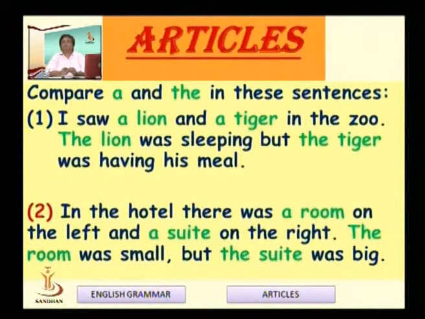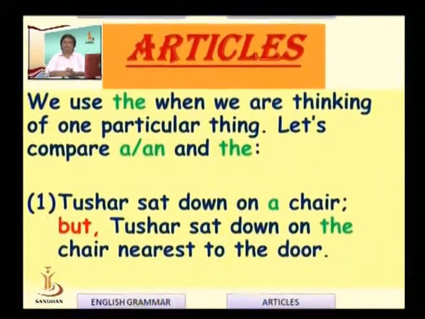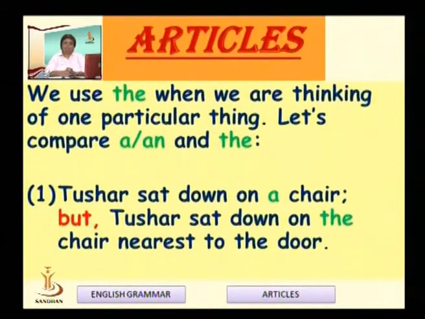The room was small. Now I am specifying which room am I talking about? The room of the hotel. Which suite am I talking about? The suite of the hotel. So in the hotel there was a room on the left and a suite on the right. The room was small, but the suite was big. So I hope, friends, now this difference between a and the is becoming pretty clear in your minds. So let us move ahead in our discussion of the articles.